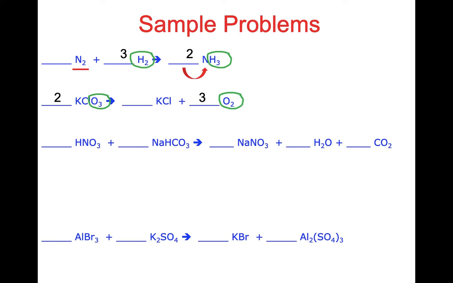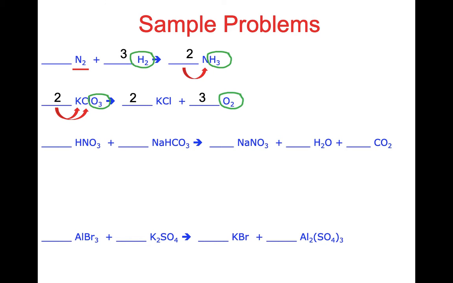But now what did that do to the potassium? What did that do to the chlorine? We now have 2 chlorine and 2 potassium on the reactant side. So we need to make sure that we have 2 on the other side. So we're going to put a 2 in front of the KCl. And now our coefficients for this balanced equation are 2, 2, and 3.